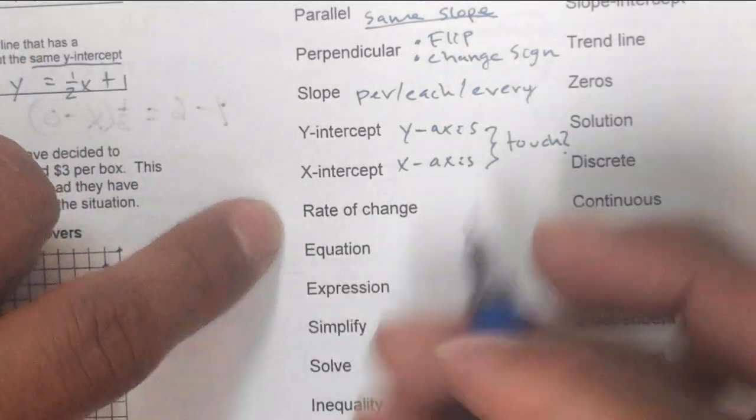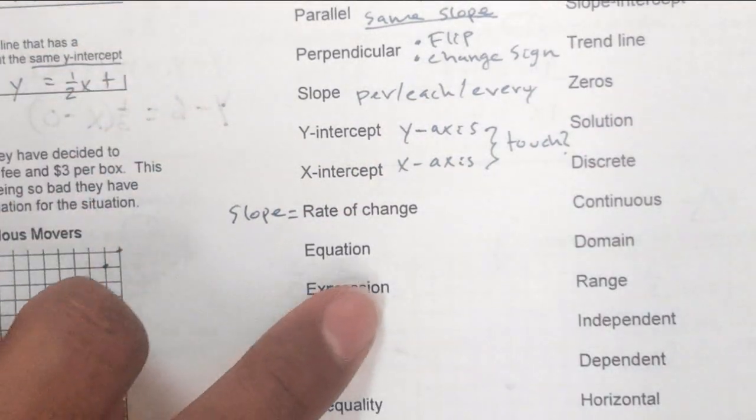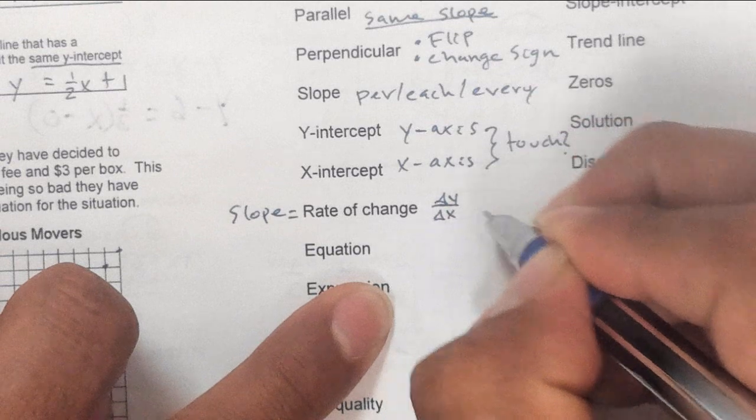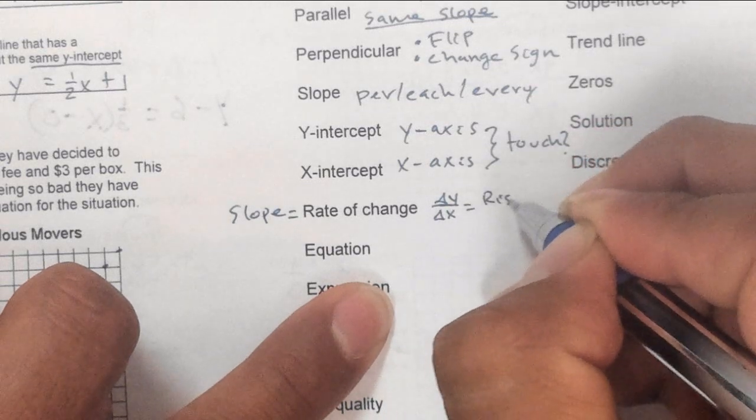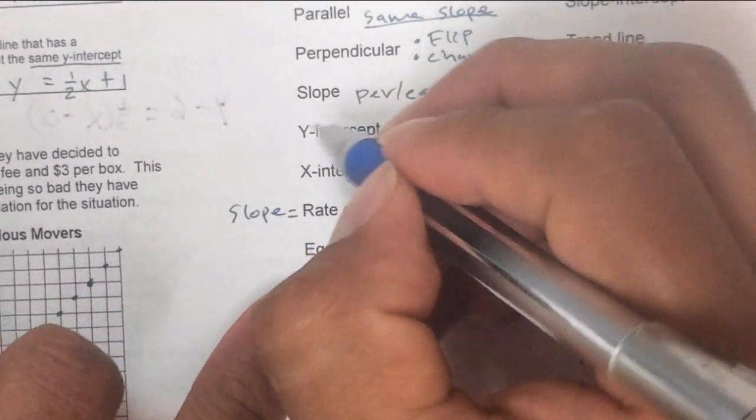Rate of change, this is also slope, okay? Rate of change is the same as slope. You can do delta y over delta x. You can also do rise over run, and more things. So these two connect.